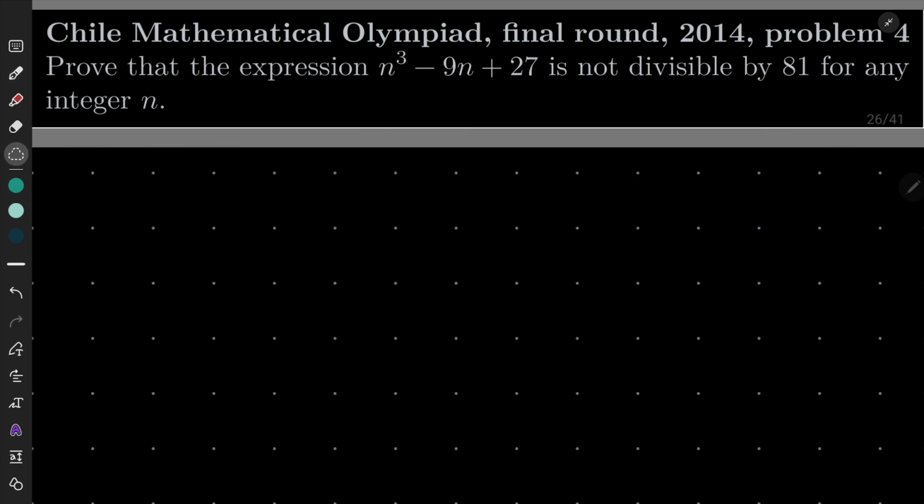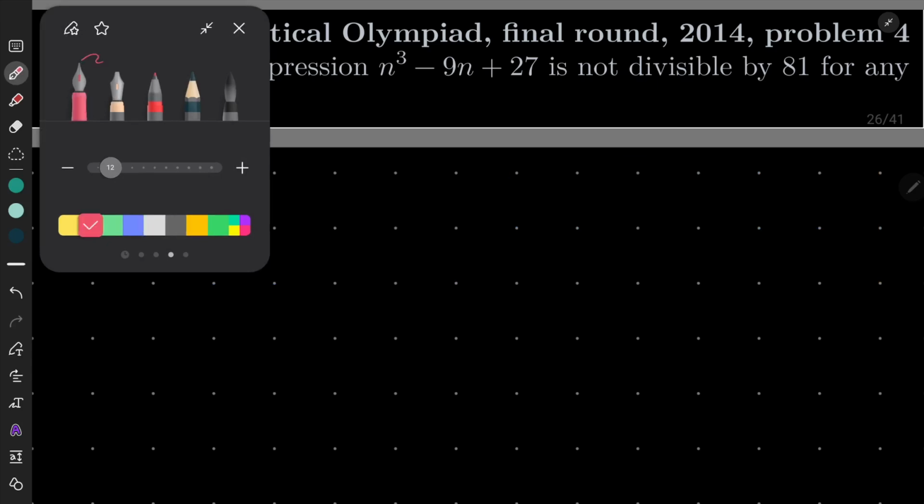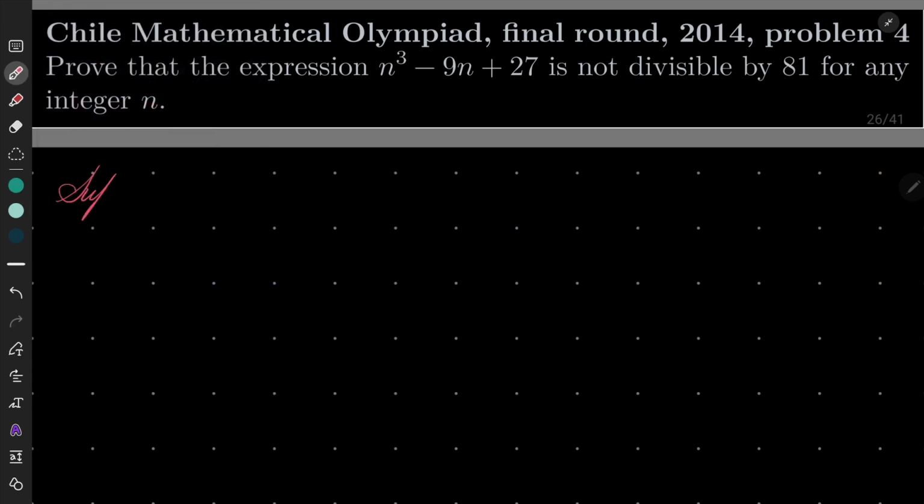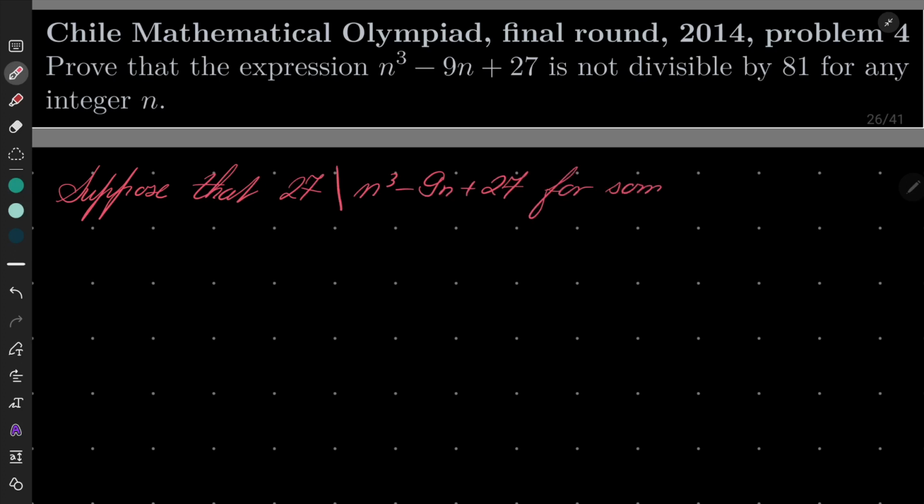Okay, so here is my solution. As I suggested, suppose to the contrary that 27 does divide n cubed minus 9 times n plus 27 for some integer n. Okay, so let's take a look.